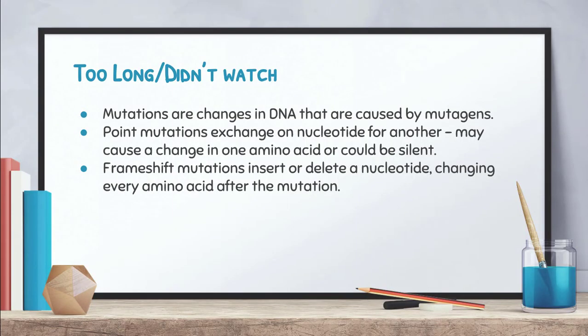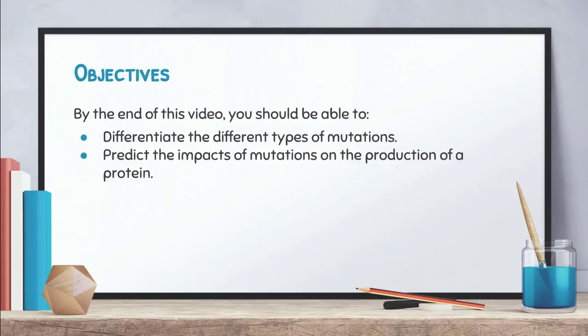So hopefully you understand a little bit more about mutations and how important it is to be able to understand that they are changes in DNA that are caused by mutagens. Keep in mind that point mutations exchange one nucleotide for another. They may cause a change in one amino acid. They could be silent. They could cause a premature stop codon as well. Also understand that frameshift mutations insert or delete a nucleotide, therefore changing every amino acid after the mutation. Hopefully you've got a really good grasp of this. We'll talk more about mutations, how they happen, how they occur inside of the body, and what the results are of those mutations when we try to produce a protein from that amino acid sequence.